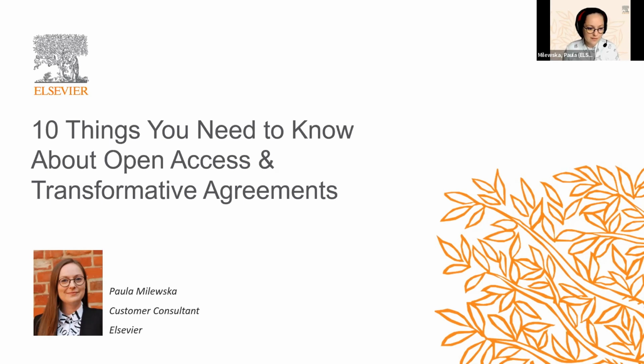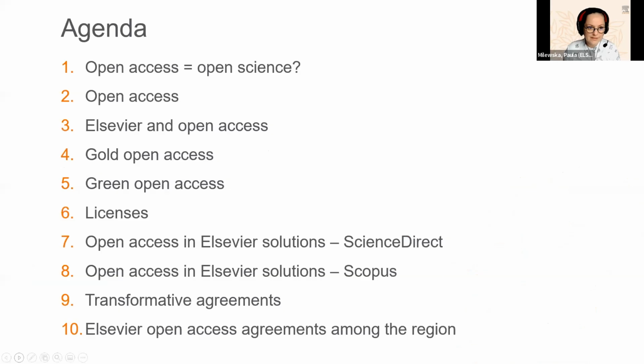Okay, so let me start with the topic: 10 things you need to know about open access and transformative agreements. This is an introductory webinar, so you can learn more about open access at Elsevier, of course. The agenda for today has 10 points, because there are 10 things you need to know, as the title says. I will go through all of those points and briefly tell you about open access, open science, open access models, licenses, etc.